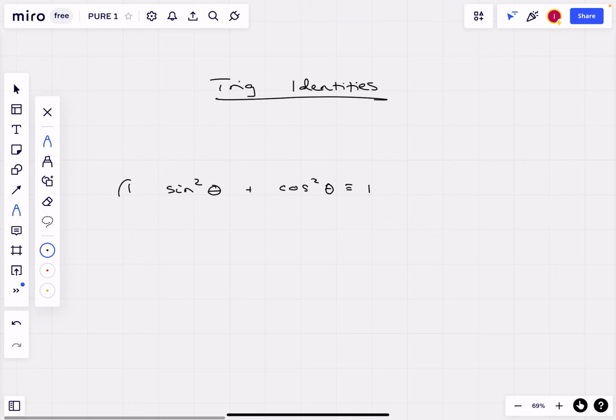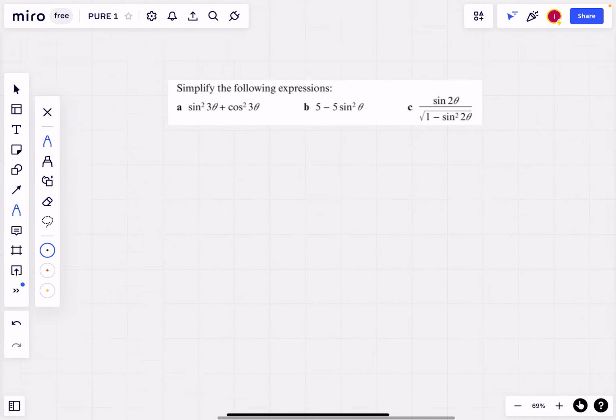That's identity number 1. Identity number 2 is tan theta is the same as sine theta over cos theta. Okay? So those are the only two you need to know for AS. Where it gets difficult is the application and the manipulation of them. We're going to look at a few questions and you're going to understand what I mean by that.